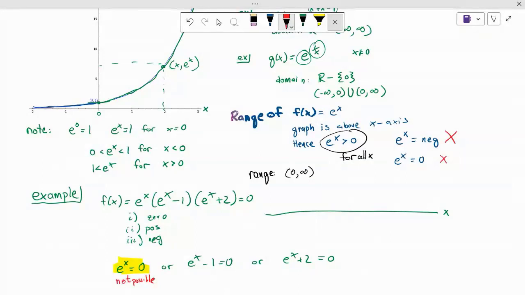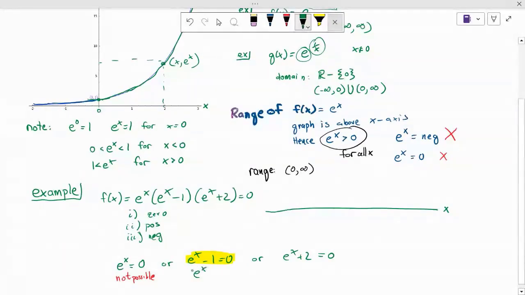What about the second factor? Is it possible that that's equal to 0? Yes. We know that's the same thing as saying e to the x is 1, and with our knowledge of exponentials, we know that when x is 0, e to the 0 is 1. So when x is 0, that's going to be a place where our function is 0.